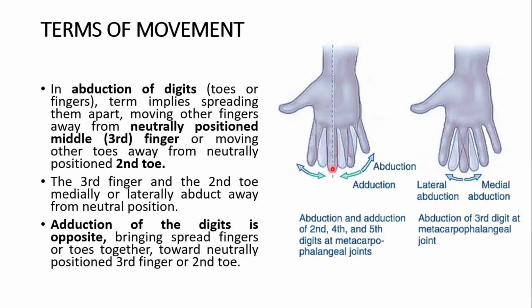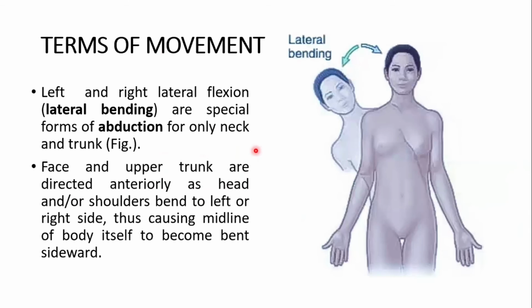And this is the third digit itself, which is the axis in this movement. You could see this is the axis, the third digit. And if this movement itself has to move in abduction, the abduction of the third digit at the metacarpophalangeal joint is like this, and bringing it back would be adduction. The third finger and the second toe, right? In the case of the lower limb, the toes, the second toe is the reference, the axis. The third finger and the second toe medially or laterally abduct away from the neutral position. I told you already. Adduction of the digits is the opposite, bringing spread fingers or toes together towards the neutrally positioned third finger or the second toe.